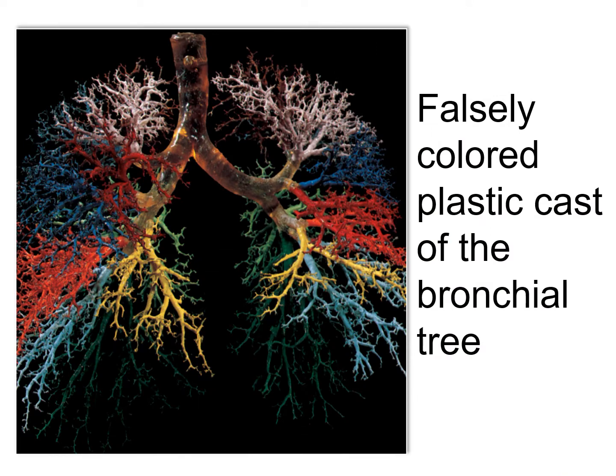Here's an interesting plastic cast of the bronchial tree. Kind of pretty. Note again the trachea, the carina, the left and right primary bronchi, and so on and so forth, all the way to the very tips of those branches. We don't see the alveoli here. Remember, they're microscopic, but they're going to be at the very tips of these little branches. You can't see them, but they're very tiny, and you have lots of those alveoli.